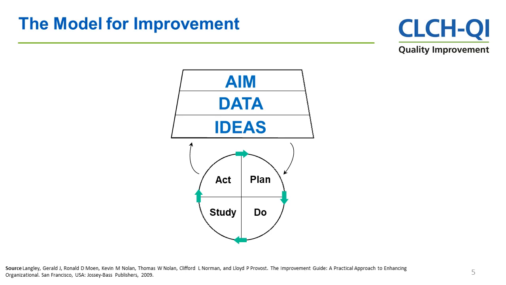These are repeated cycles of change. So you plan a test, you do the test on a small scale, you study the results, and then you act on the results. If it worked, then we adopt the change. If it needs some further improvement, we adapt the change. And if it didn't work, that's great. We've learned from it. We abandon the change and we try something again. The end result of every PDSA cycle is normally another PDSA cycle. So it's a repeated cycle of improvement.